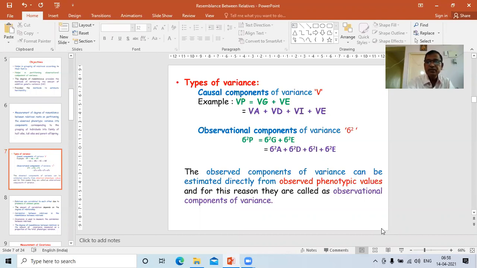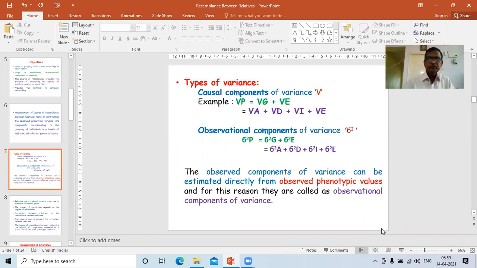Again, genetic variance is partitioned into sigma square A plus sigma square D plus sigma square I, and environmental variance into sigma square EG plus sigma square ES. So these are the observational components of variance. We can partition all the components, and we can estimate the importance of a particular variance for its contribution in the total phenotypic variance.